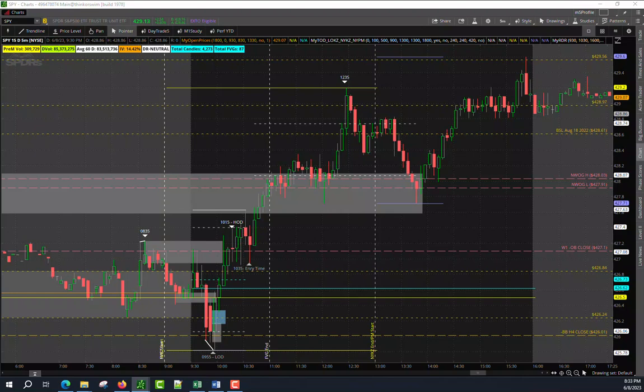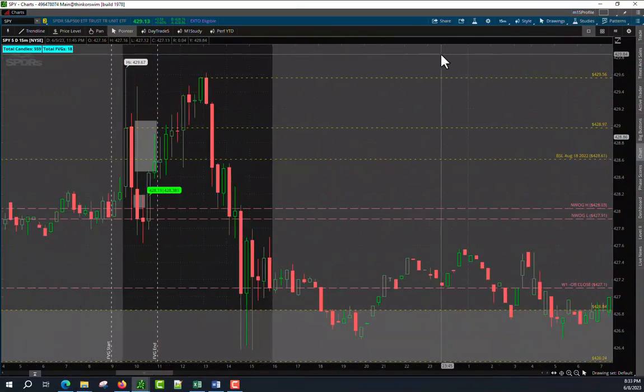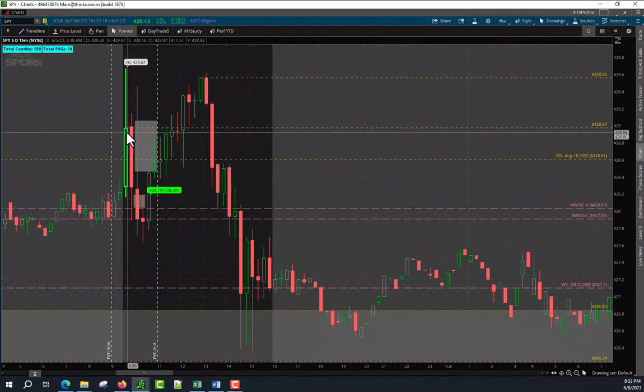Okay, so it's going to be on the 15-minute time frame. That will be our target right here. Because on a 15-minute time frame, we see the 428.97 is the close of a big order block, the bearish order block at 9:30.